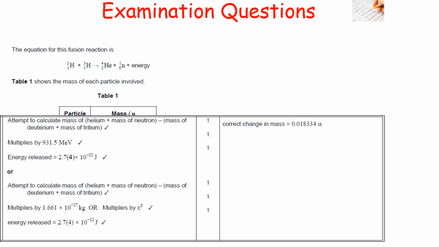Then we can convert it into joules by dividing by 1.6 times 10 to the minus 13, because that's our conversion factor from MeV into joules. So we get our answer to be 2.7 times 10 to the minus 12 joules.